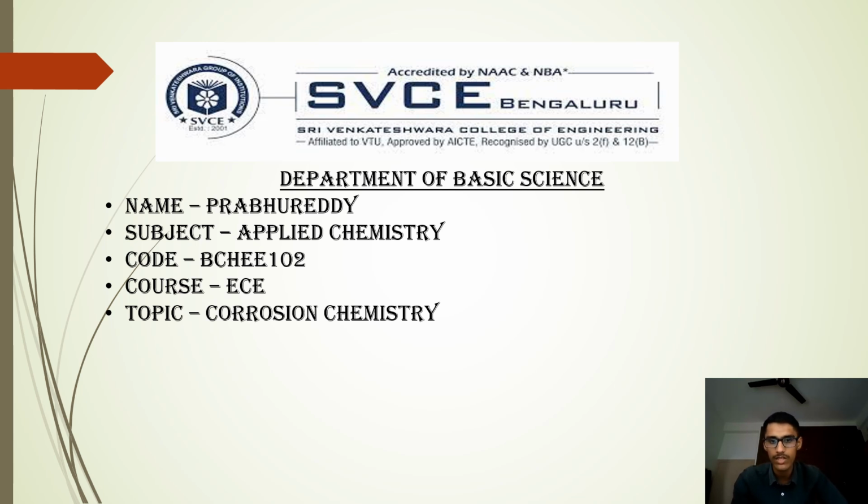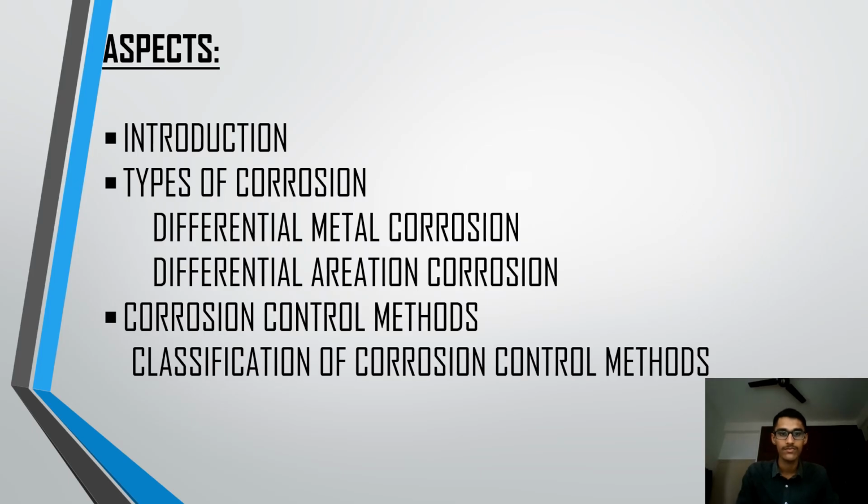The topic we will be covering today is corrosion chemistry. The topics that will be covered today are introduction to corrosion, types of corrosion. Under the types of corrosion, we will be discussing differential metal corrosion and differential aeration corrosion. And then we will move on to corrosion control methods. Under corrosion control methods, we will be discussing about classification of corrosion control methods.